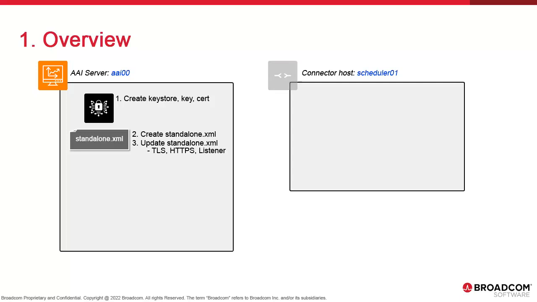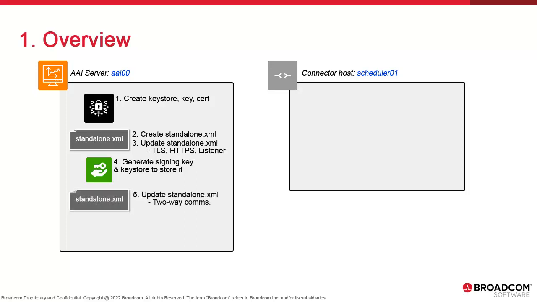The next step involves securing connector framework connections. We'll deploy a signed certificate on the connector host. First, we generate a signing key on the AAI host, so we can sign the connector certificates. We generate the key and associated key store. Then we update standalone.xml to enable two-way authentication between the AAI server and all framework connections and make a reference to the signing key. We restart AAI.